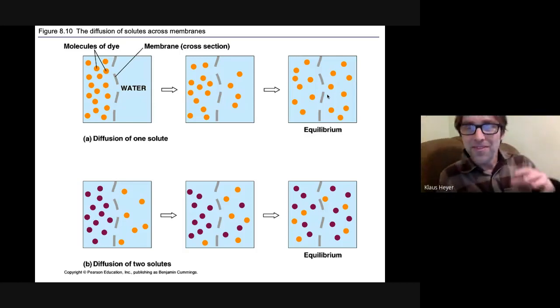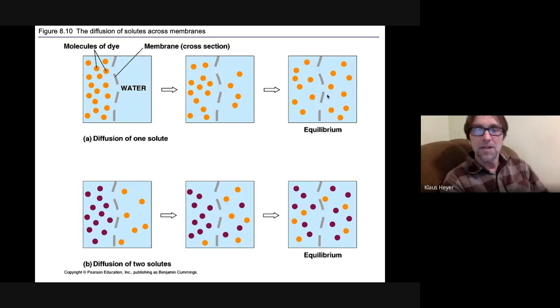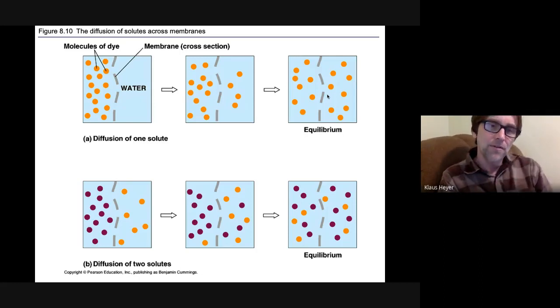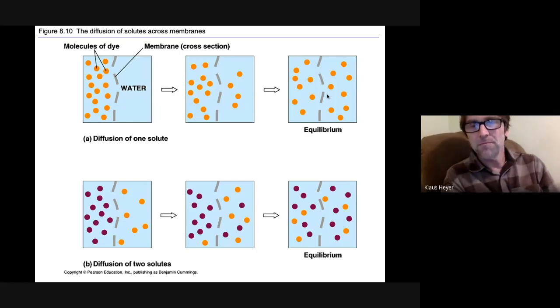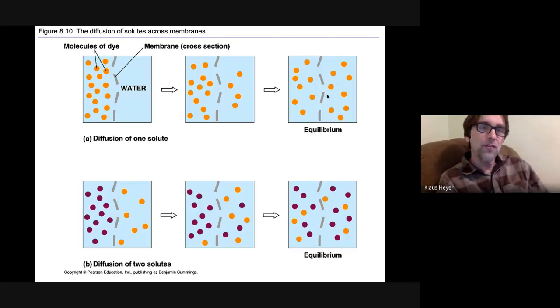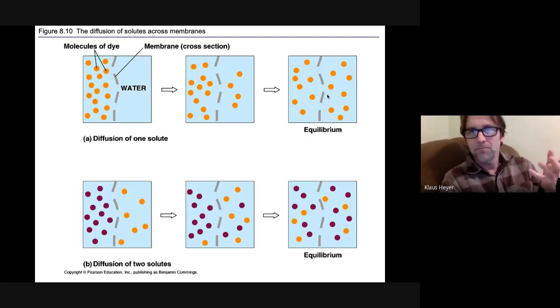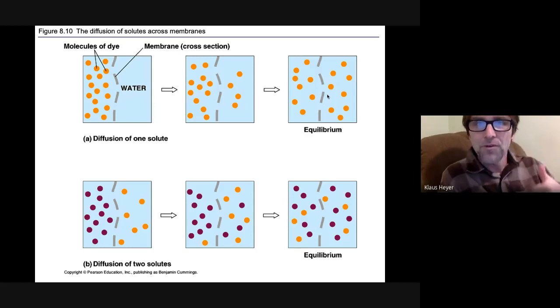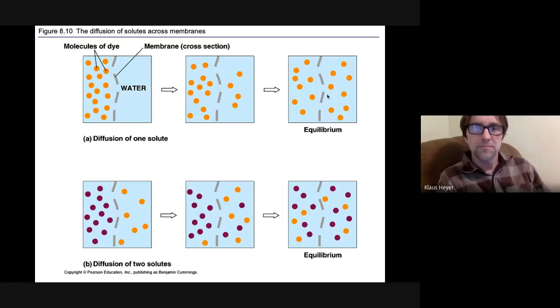So that's how we get things around our body. But that's how things move into your cell or out of your cell. Higher to lower concentration until it reaches an equilibrium. And that's diffusion. That's what diffusion is. So you should definitely know a definition for diffusion. And that's it. Higher to lower concentration, or you can say higher to lower density.